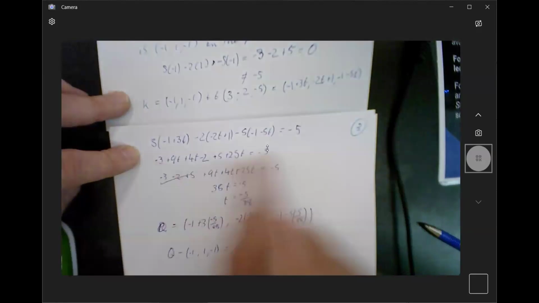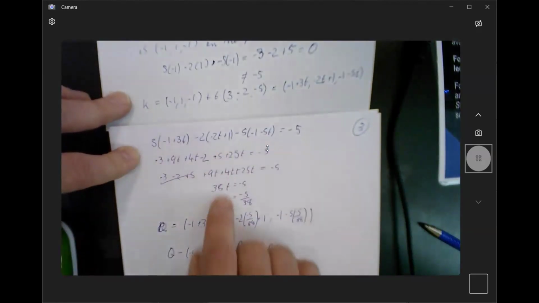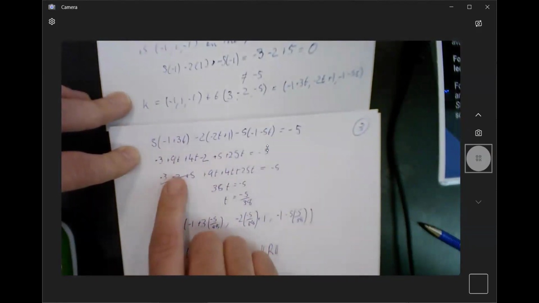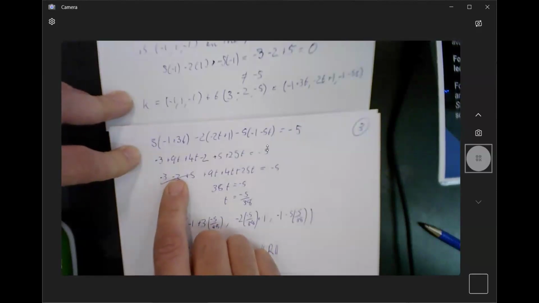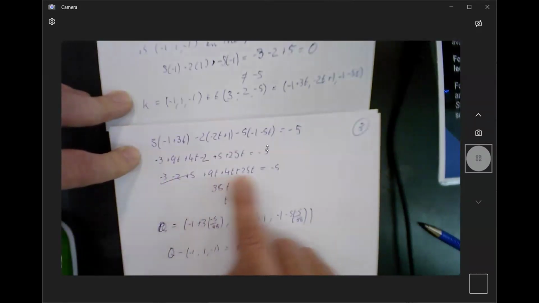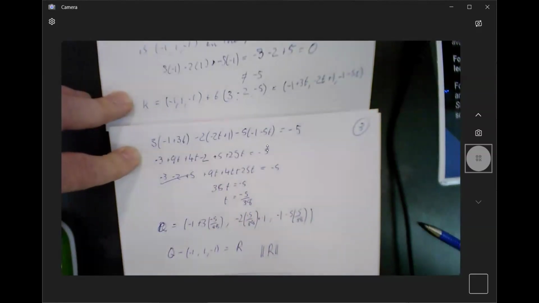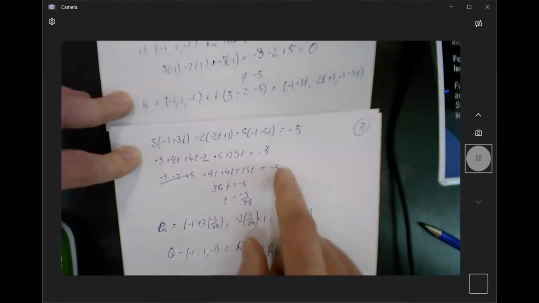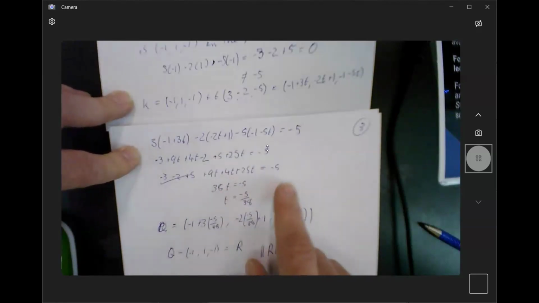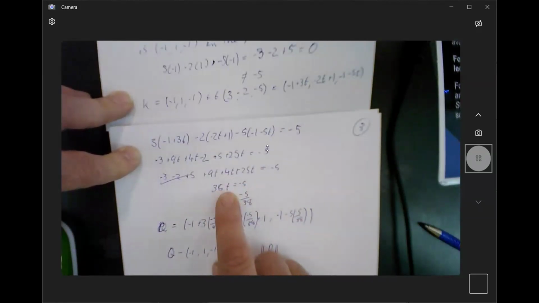Then I've expanded this out. I've grouped all my numbers, and my numbers conveniently worked out to be 0. Pretty happy about that. I grouped all my t's, and I know it's got to be equal to -5. So to make it so that it's actually on the plane, that has got to be equal to 5. So that got me my value of t.